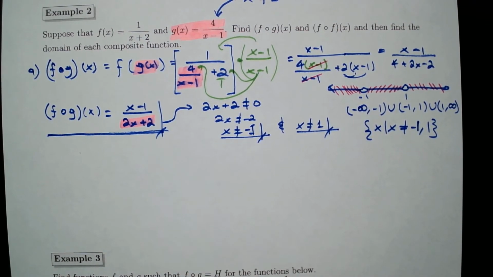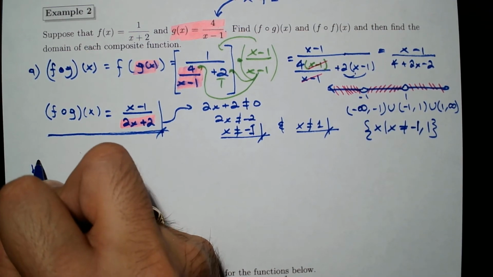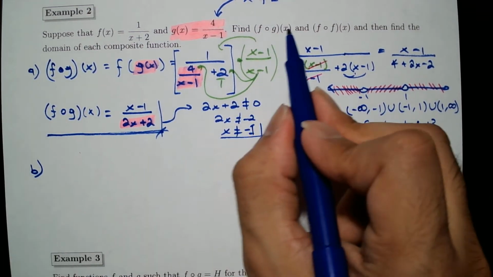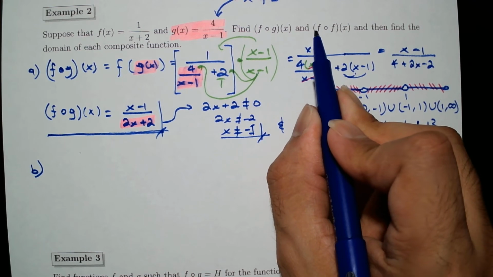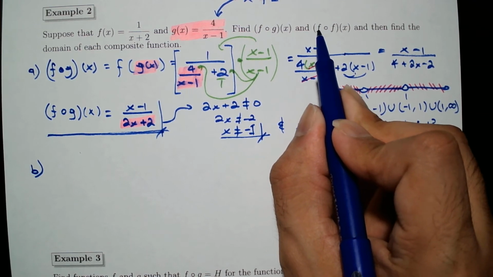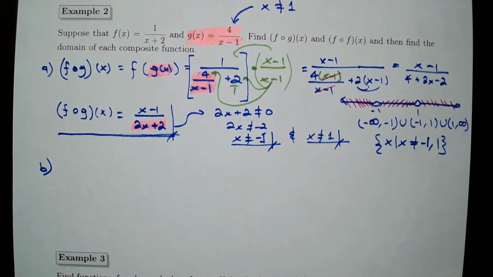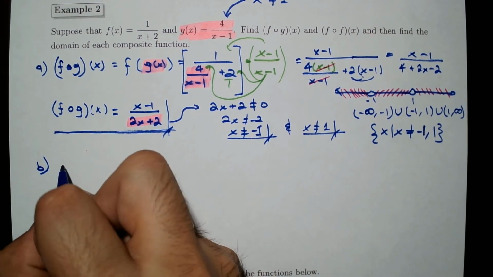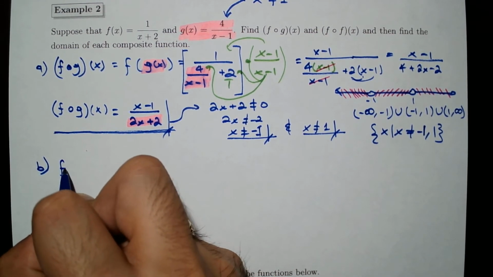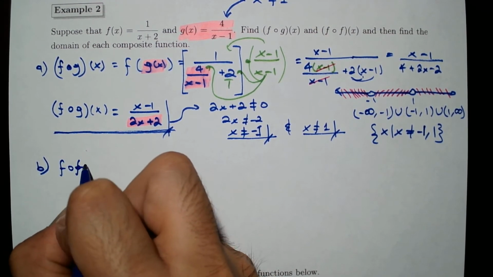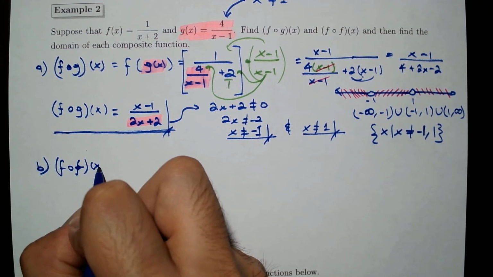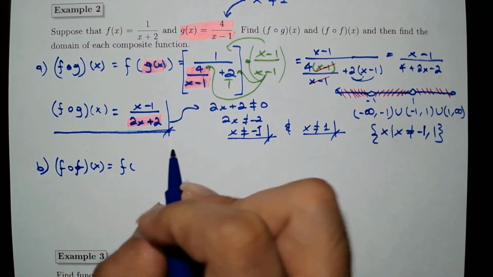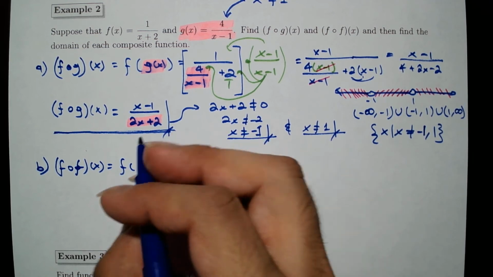Let's do the second part, part B. Part B is to find the composite function between f and itself, and then find its corresponding domain. So f bubble f of x will be f evaluated at itself.